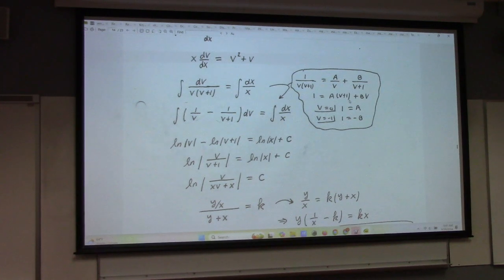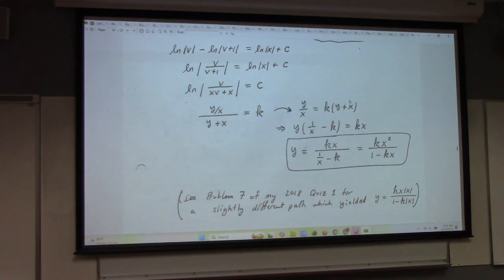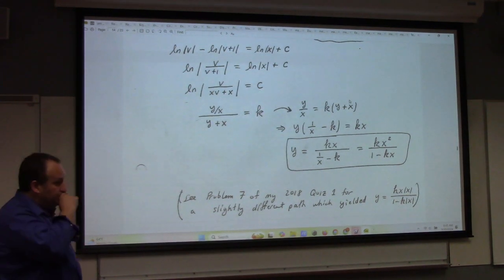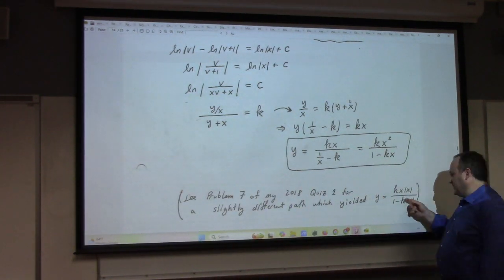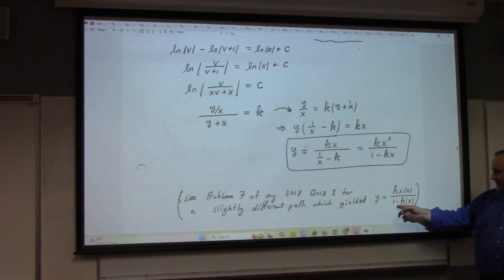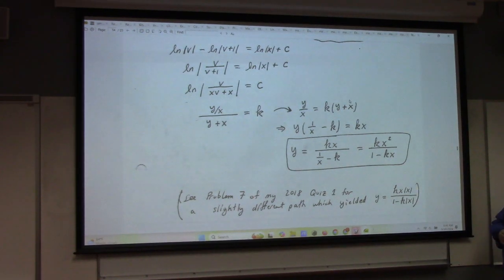Now, I have worked this out differently in different semesters. In a past semester I worked this out and ended up with a solution that looked more like k x absolute value of x divided by 1 minus k times absolute value of x. This is how it looked for me in another semester. So it might look a little bit different for you too in this problem.